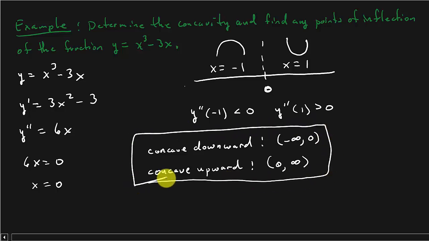And then it wants us to find points of inflection. So that's where it changes concavity. You can see it changes concavity at 0. So points of inflection.